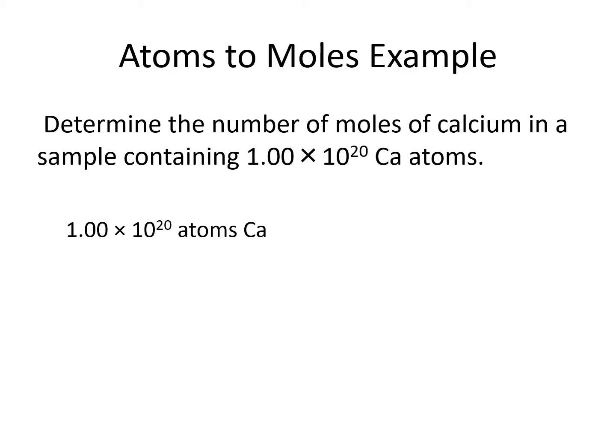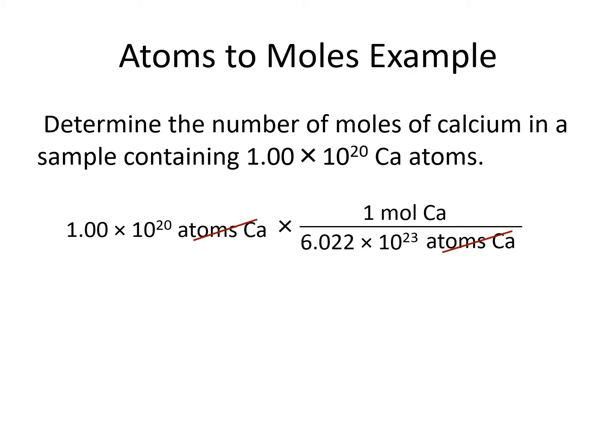Then we would choose a conversion factor with atoms of calcium on the bottom to cancel out with the atoms of calcium we started with, and moles of calcium on the top, since that is what we are trying to solve for. Avogadro's number goes next to atoms, this time in the denominator of our conversion factor. That means this time we are dividing by Avogadro's number, and we come out with 1.66 times 10 to the minus 4 moles of calcium.